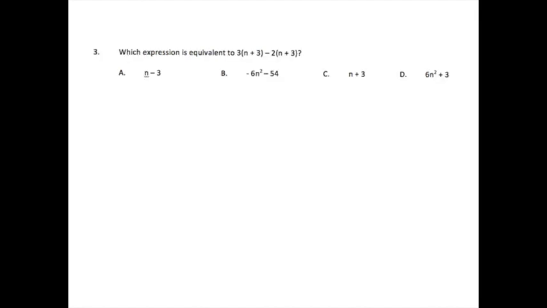In our third problem, we have basically the same idea. The only thing here is that we are going to have to distribute this 3 to start with. So 3 times n, 3n. 3 times 3, plus 9. And then I'm going to have to distribute that -2 with the n and with the 3. So -2 times n, -2n. And negative 2 times 3, negative 6.